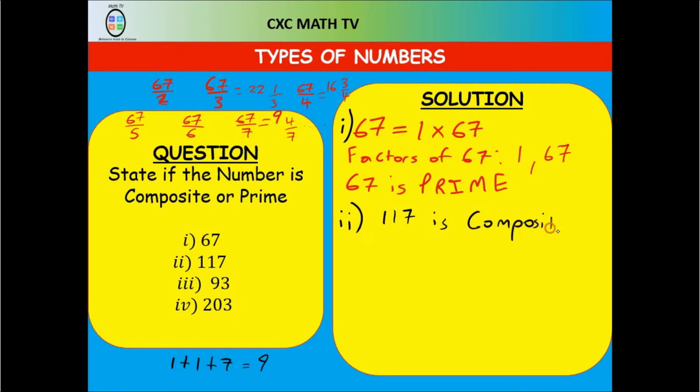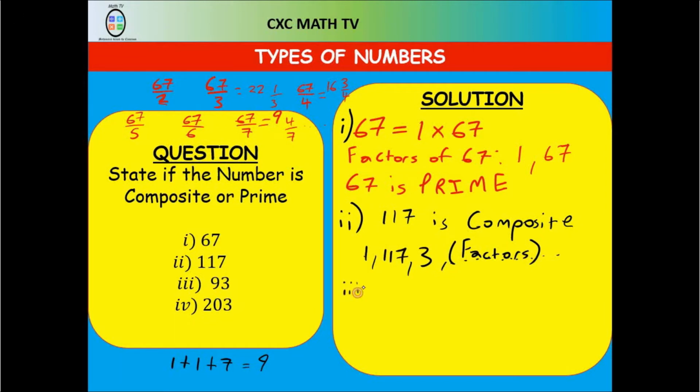Why is it composite? Because it has more than 2 factors. Look at it, 1 is a factor. We say that 117 is a factor and 3 is a factor. And it continues, right? So these are factors. Let me put in brackets. These are factors of 117, and so clearly it has more than 2 factors.